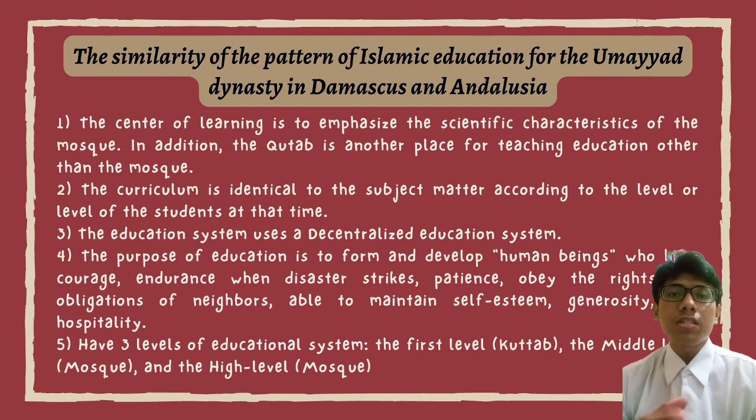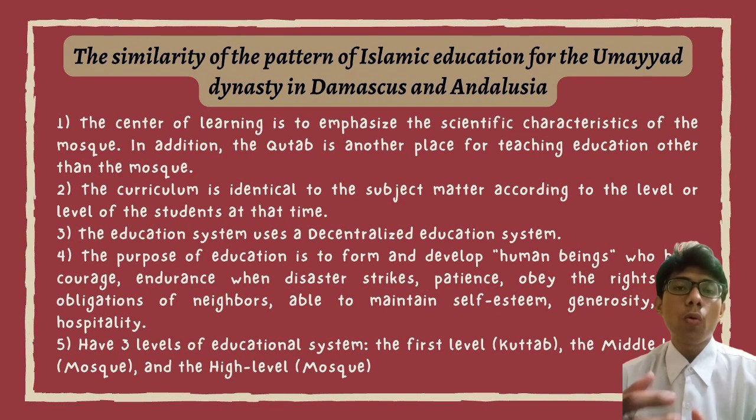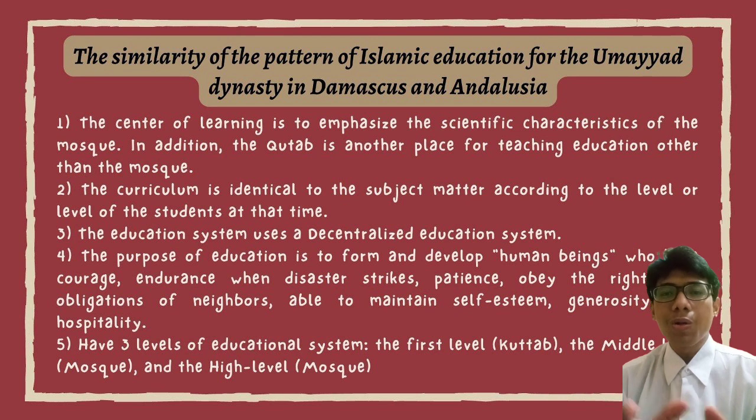Number 3, the education system uses a decentralized system, meaning that education is not only centered in the national capital but can also be built and developed autonomously in areas that have been controlled along with the territorial expansion. For educational purposes, it is almost the same.